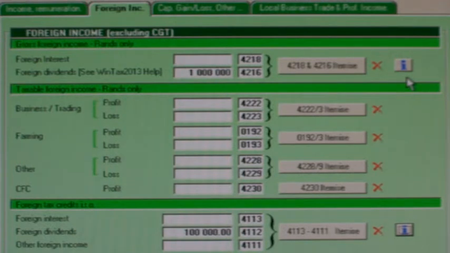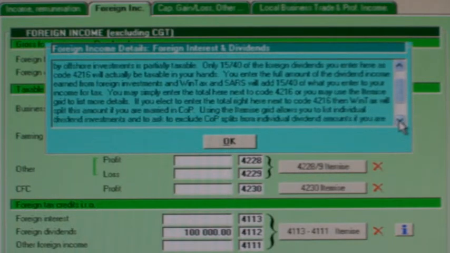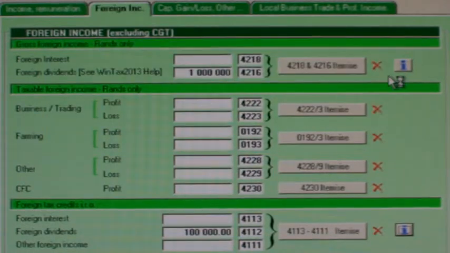If we need any tax tip information on foreign income, we can click on this little info button here, and it'll open a little tax tip window where it'll explain to us how foreign interest and foreign dividends work. We can see that this taxpayer also earned R1 million in foreign dividends, and 100,000 Rand in foreign tax was deducted offshore as a withholding tax. That means that the offshore dividends were taxed at a modest 10%.